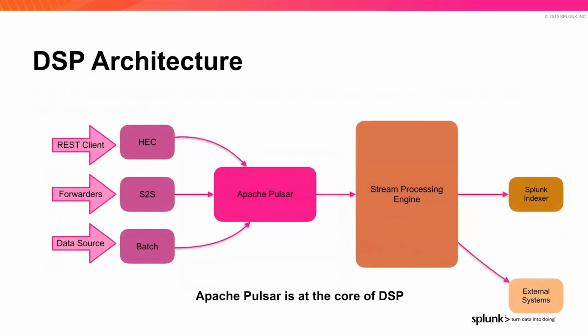If you look at the DSP architecture, we support multiple protocols for data ingestion: Splunk's HTTP Event Collector protocol and the Splunk-to-Splunk protocol. Even the data sources could be batch oriented, where the data is periodically collected and sent in a streaming fashion. Once the data is collected, the first thing it hits is Pulsar, which acts as a way to capture the data. Then the stream processing engine picks up the data from Pulsar, processes it, and sends it to the Splunk index or any other external systems. So Pulsar is at the core.